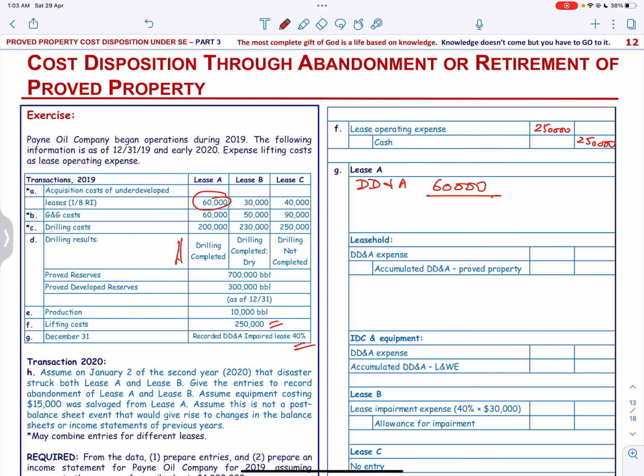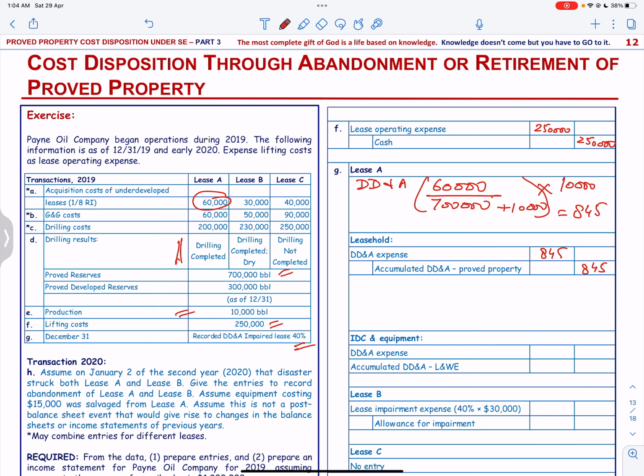And the proved reserves are 700,000, and this is at the end of the year. So because this is at the end of the year, we are going to add the production, and the production is 10,000 times 10,000. So this will be equal to 845. So we have the leasehold DD&A expense of 845, and accumulated DD&A will be 845. That is for transaction number G first of all, and this was about the leasehold, and we are going to go for the DD&A for the equipment as well.